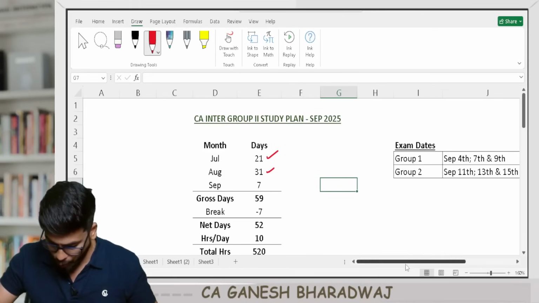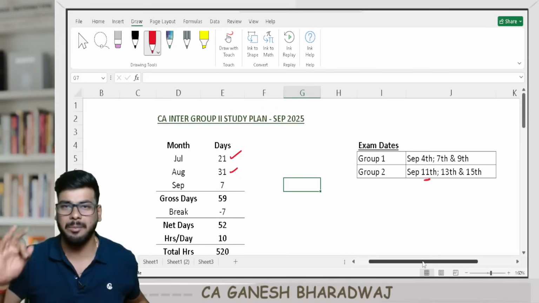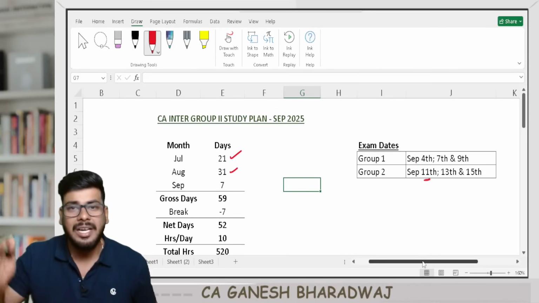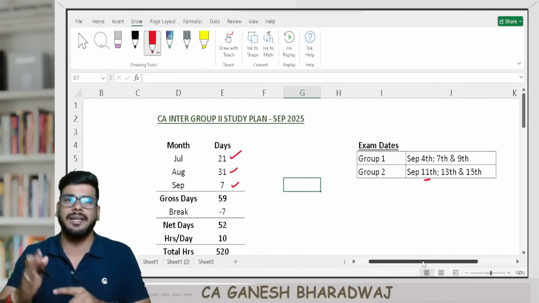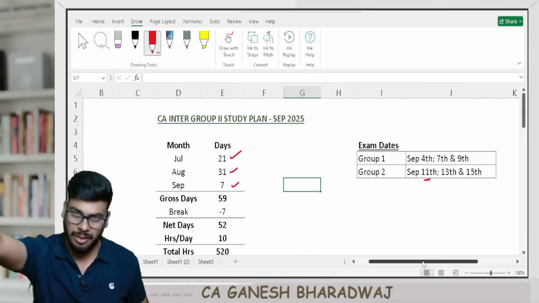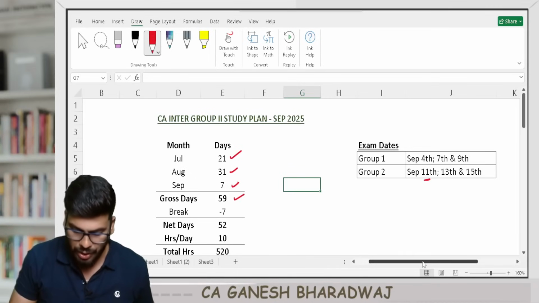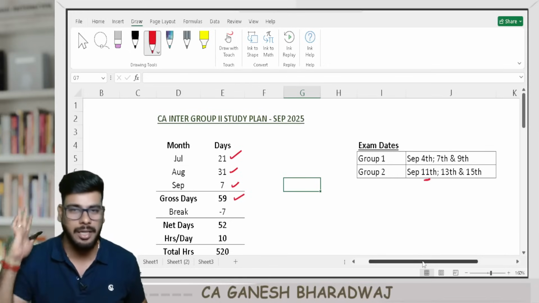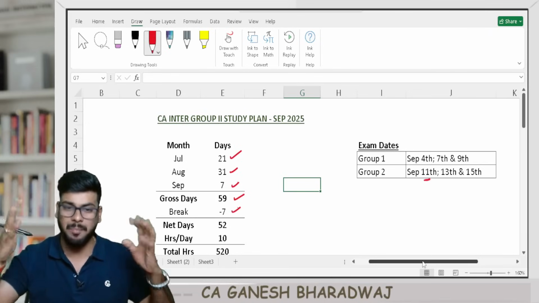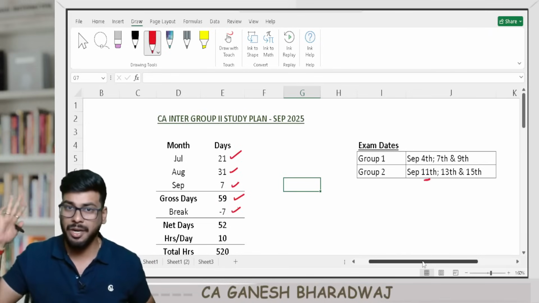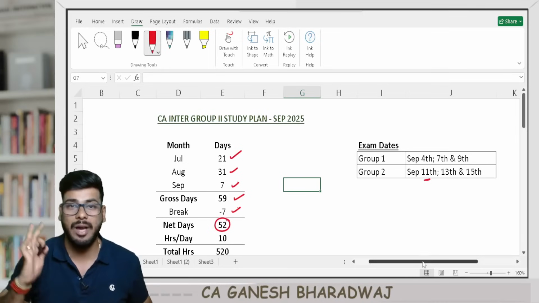And your group 2 exams are starting from September 11th. So September 11th, September 13th, and September 15th are the 3 exam dates. Let's take 7 days in September: 8th, 9th, and 10th, 3 days you leave as study leave for the first paper, which is on September 11th. Now, if you add up, you get a total of 59 days. And from this, let us say weekly 1 day you want to take a full day break. Even then, net off, you are left with 52 effective days.